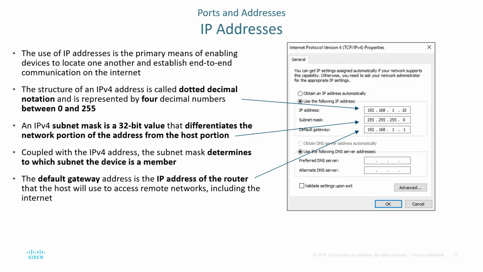An IPv4 subnet mask is a 32-bit value that differentiates the network portion of the address from the host portion, and we will go through that the further along we go in our studies, as well as it being coupled with the subnet mask, which determines to which subnet the device is a member. And then lastly, you need the default gateway, which is the IP address of the router's interface that is directly connected. So we will go through that again as we go along. But when you're statically assigning an end device, depending on the end device, you need either two of these parameters or all three.